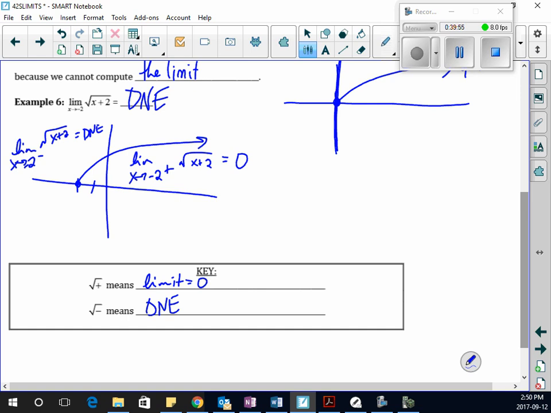So if I come from the left-hand side, what's a number on the left of negative 2? Say negative 2.1. If I put negative 2.1 in there, do you see I'll get the square root of a negative number? And you know that. A square root of a negative number doesn't exist, right? Oh, that's not one.